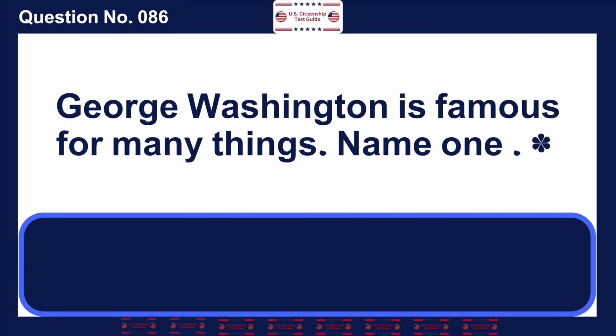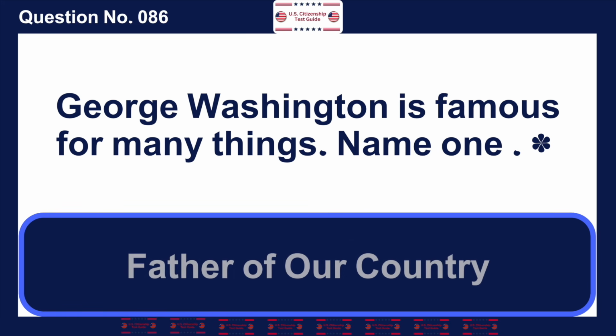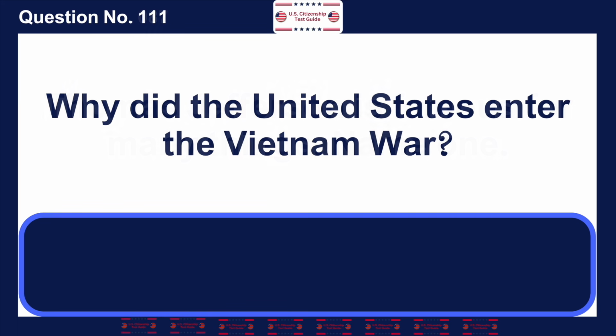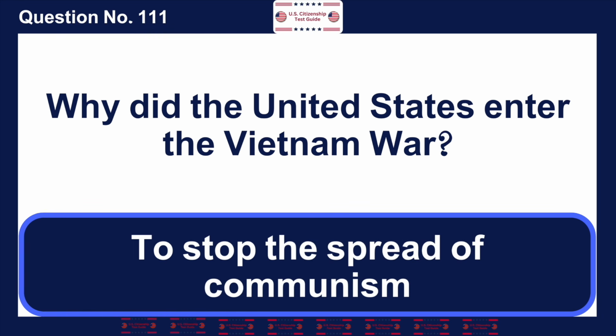George Washington is famous for many things. Name one. Father of our country. Why did the United States enter the Vietnam War? To stop the spread of communism.